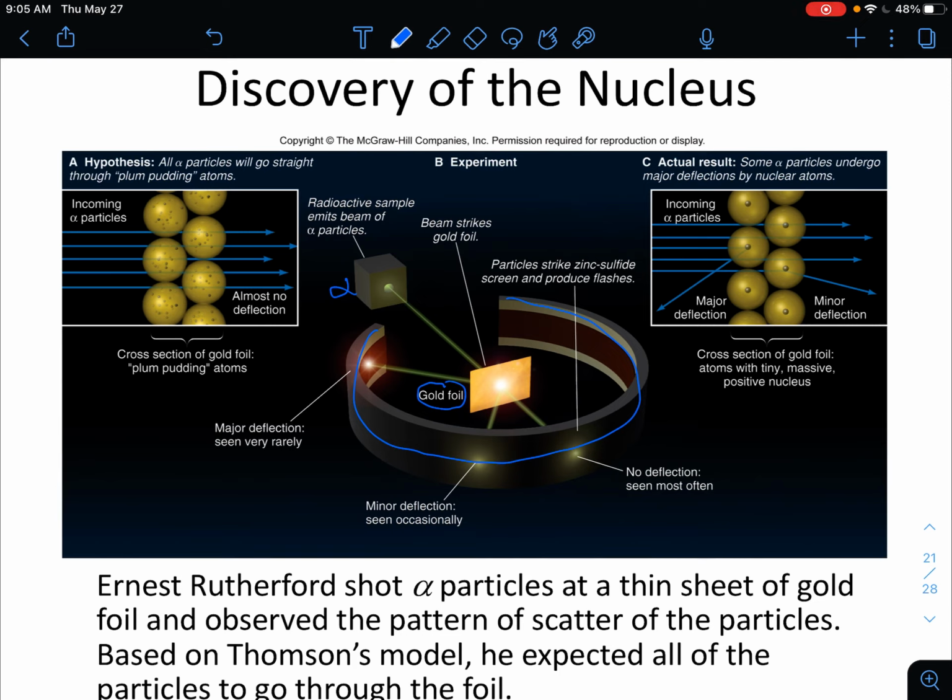Okay, so this is what I was talking about before. The expectation was all alpha particles will go straight through these plum pudding atoms because it's either vacant space or electrons that the alpha particles can easily knock out of the way. But the observation is what we see over here. Again, the majority went through and hit the detector right behind the gold foil, but some of those particles end up undergoing some amount of deflection and they hit the screen elsewhere.